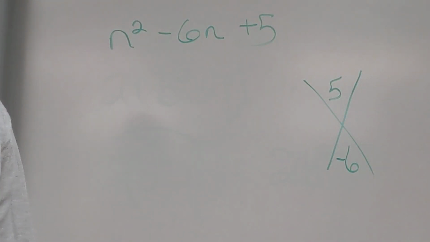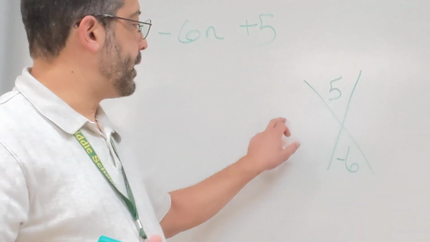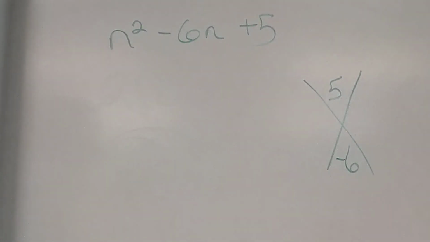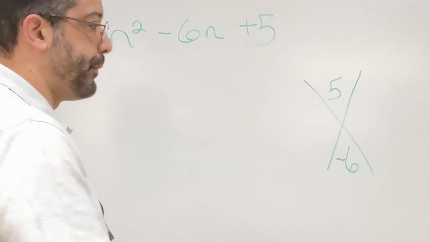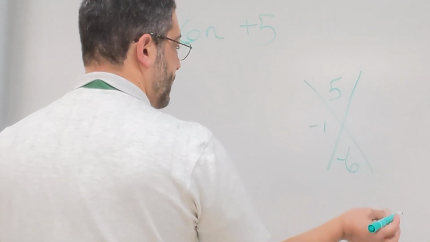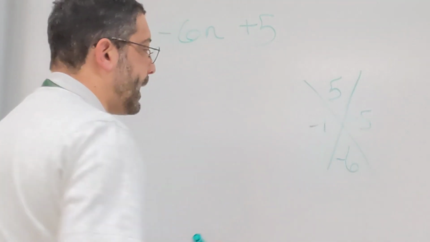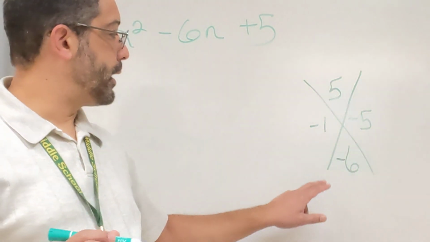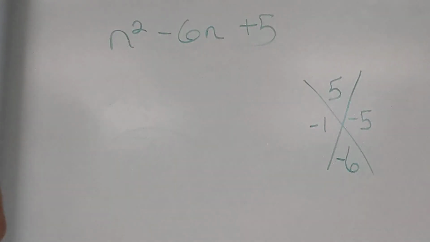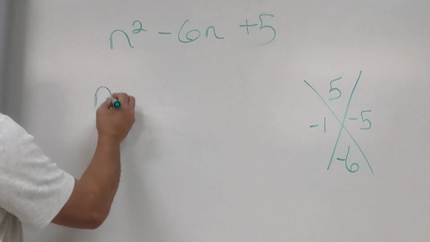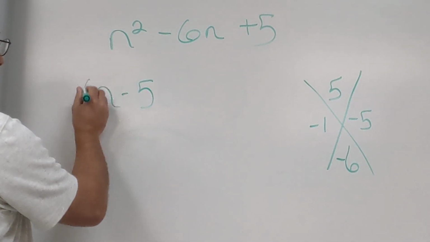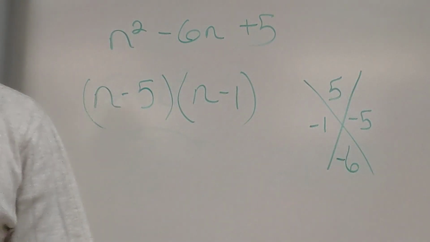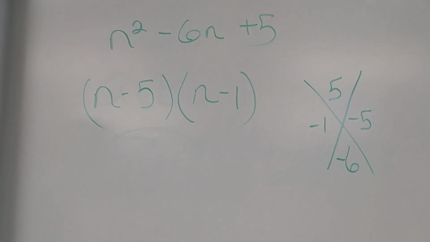And then using what I know about factors, what two numbers, when added together, would equal a -6, and when multiplied together would equal a +5. So those two numbers in this case would be -1 and -5. Because -1 plus -5 gives me a -6. -1 times -5 gives me a +5. So then my factors here would be n minus 5 times n minus 1.